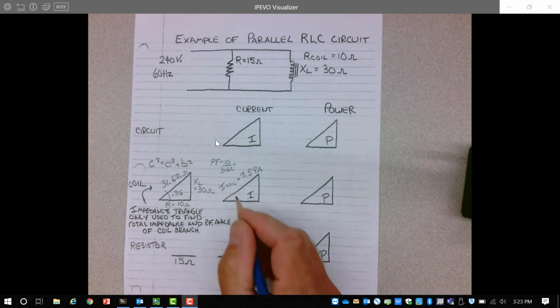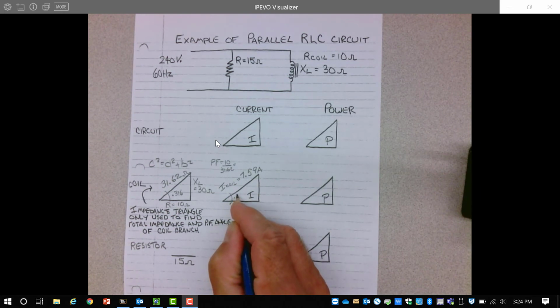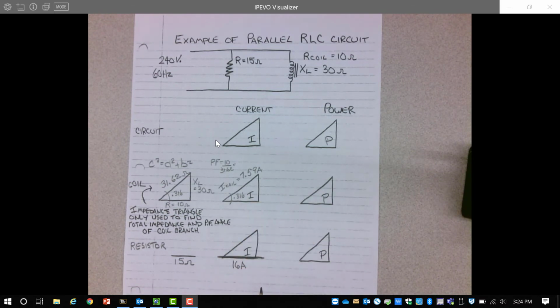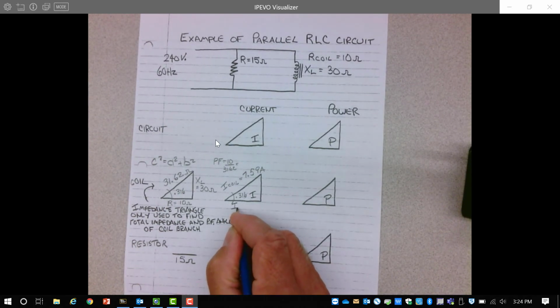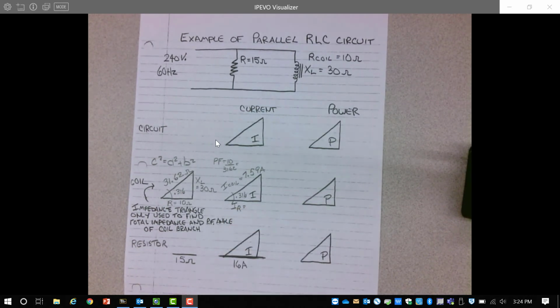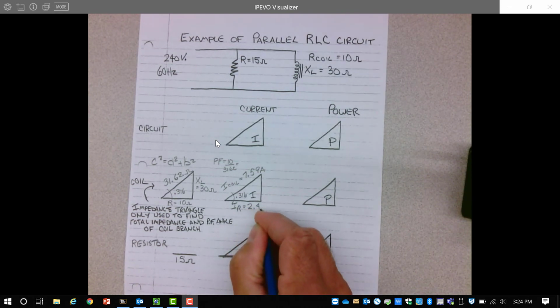Okay, with that power factor, I can simply put that same power factor on my current triangle for my coil. And now I can find the other two sides of the current triangle for the coil. The horizontal side, I can always get from multiplying the total coil current by the power factor. So 7.59 amps times 0.316 will give me the resistive current of the coil. 7.59 times 0.316 is 2.4 amps.